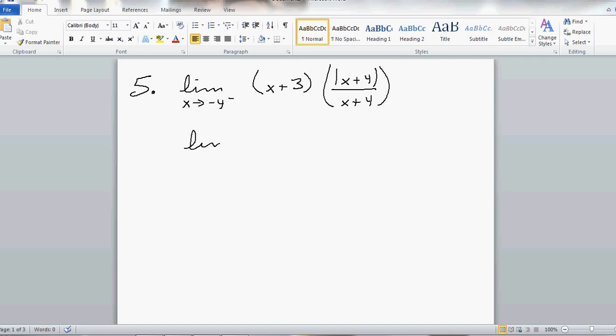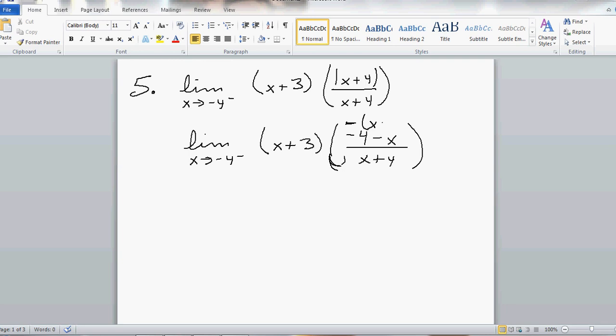So then this becomes this problem right here. The limit as x approaches -4 from the left of x plus 3 times -4 minus x over x plus 4. And now that the absolute value bars are gone, we can ask how this simplifies. Well, this simplifies to the negative of x plus 4. And notice this x plus 4 will simplify with that x plus 4. So this whole thing now becomes -1 instead of the 1 that we thought might have worked up here.